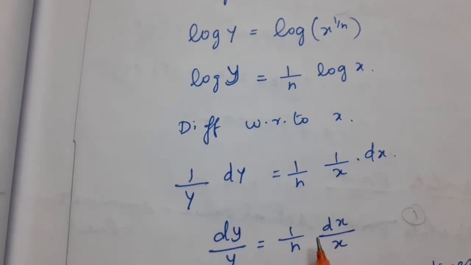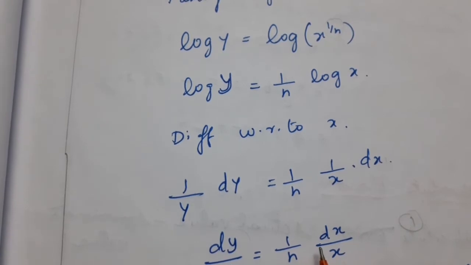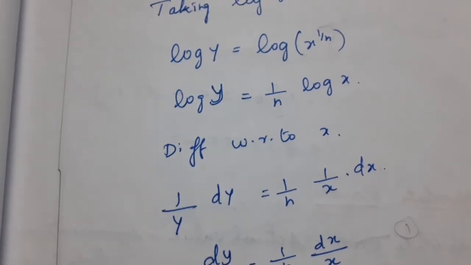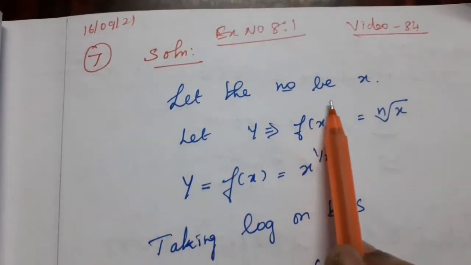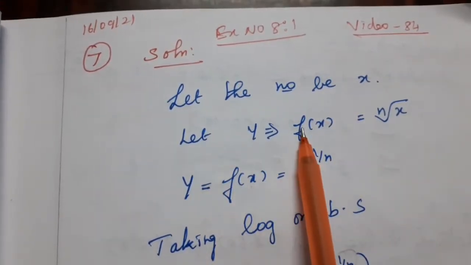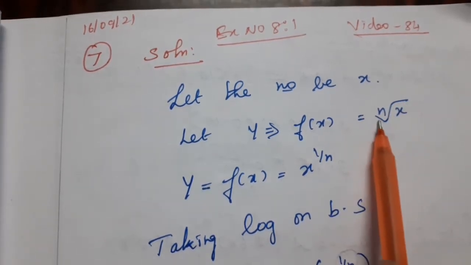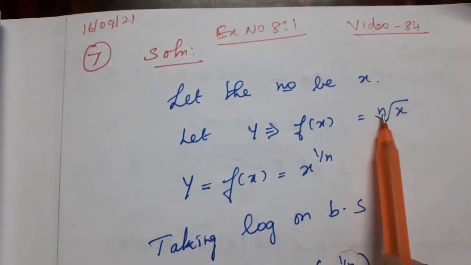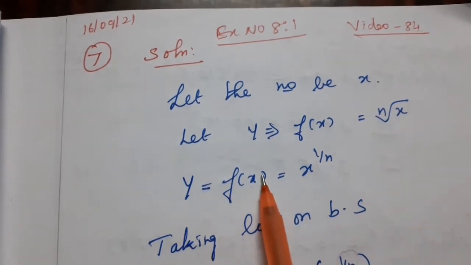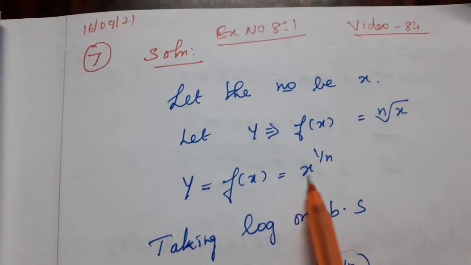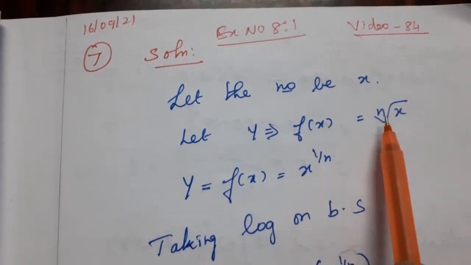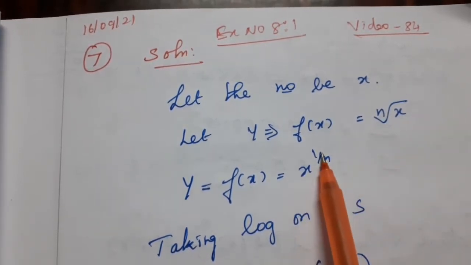What is the question? The percentage of error in the nth root of a number equals 1 by n times the percentage of error in that number. So let the unknown number be x, and y equals f of x, the nth root of x. The nth root of x is rewritten as x power 1 by n.